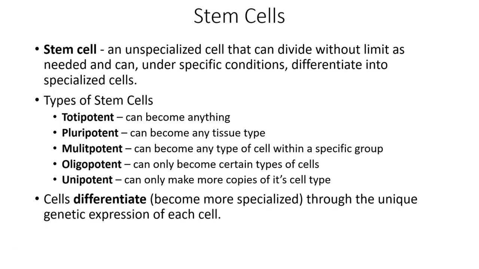So, for example, like a leukocyte, a white blood cell, there are multiple types of leukocytes. So oligopotent would be some type of leukocyte, whereas unipotent would be, say, lymphocytes. So lymphocytes is a subtype of those white blood cells, and we can have unipotent lymphocytes, and so they're only going to be able to make more copies of other lymphocytes. So cells differentiate, which means they become more specialized through genetics again. All right, and those genes are signaled by a variety of factors, depending on what type of cell is needed.